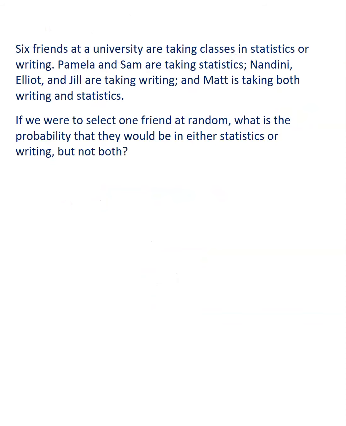Now, through this example, I would like to introduce to you the addition rule. So let's take a look at this problem first. 6 friends at a university are taking classes in statistics or writing. Pamela and Sam are taking statistics. Nandini, Elliot, and Jill are taking writing, and Matt is taking both writing and statistics. If we were to select one friend at random, what is the probability that they would be in either statistics or writing but not in both?